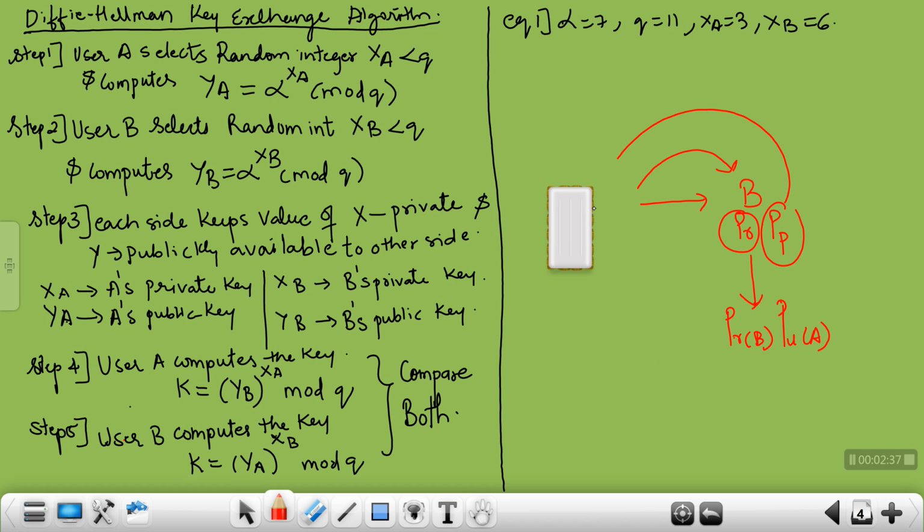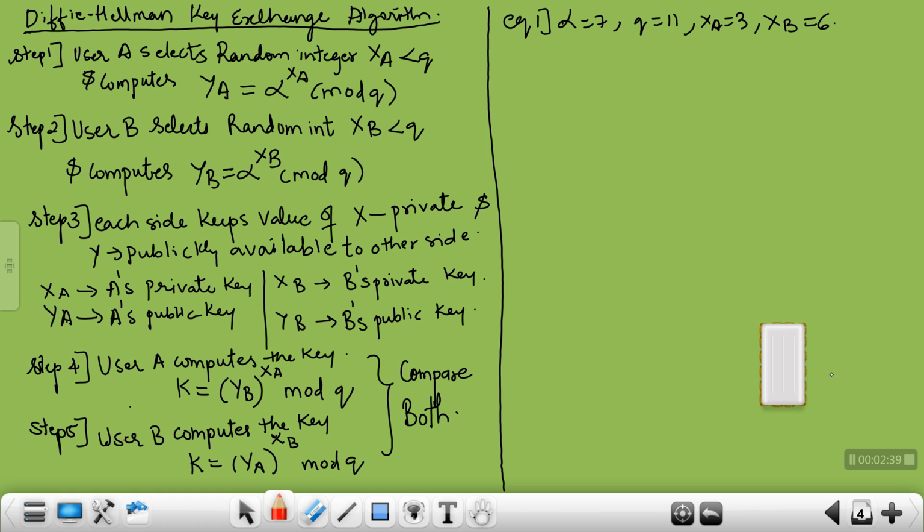So let us go through step number 1 of this algorithm. It's a very simple algorithm. You just have to keep the formulas in mind, which is why I have taken this topic before we go to discrete logarithm and the Pohlig-Hellman algorithm. Step number 1: user A is a person who is sending or receiving, and similarly user B is a person who is sending and receiving. Right now we don't know who is sending and who is receiving, because we are just generating the same key on both sides so that they can use the key.